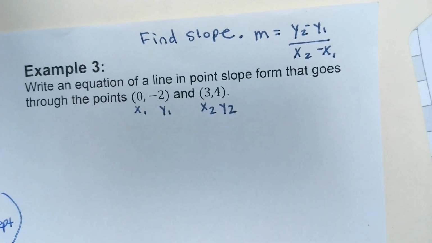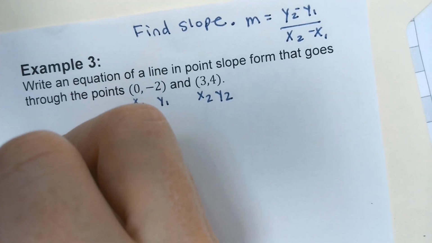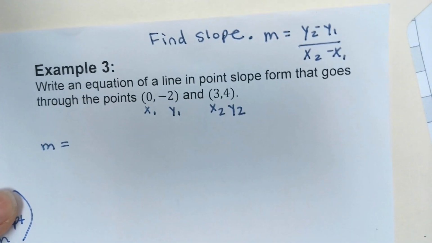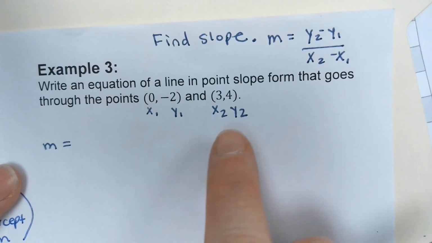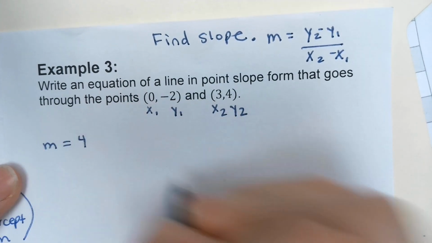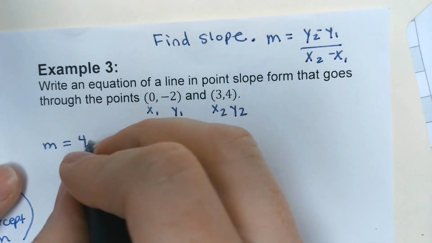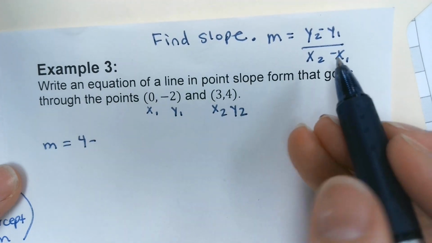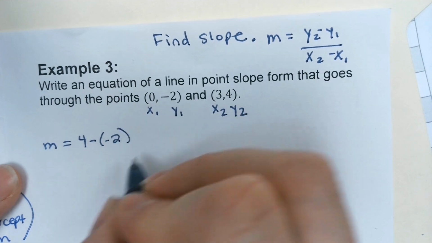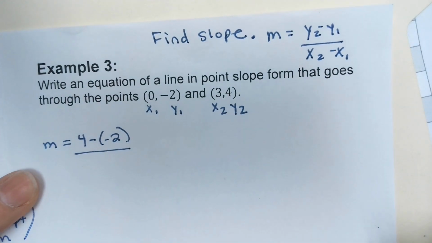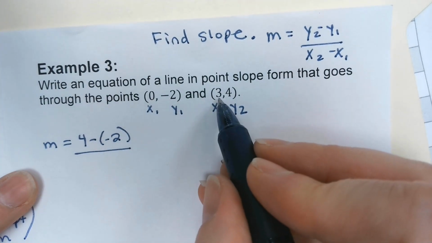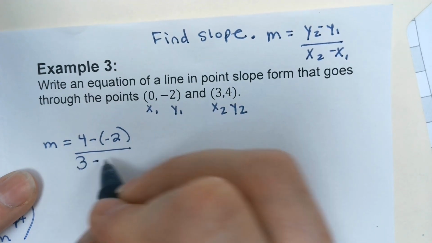So that's what we're going to have to do first before we do point slope form. So it's just like what we finished, but we have one added step. The one added step is finding slope first. So m equals, we've got to do y2, which is 4, minus y1, -2, over x2, 3, minus x1, 0.